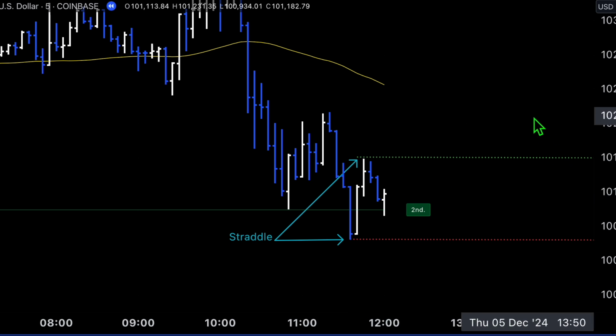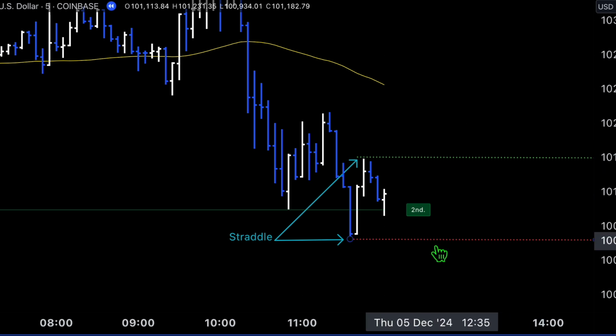So what you need to do is actually take a measurement and go, all right, if I'm going to short here, my stop's going to go there. How many points is that? How many dollars is that? And then you have to sit there and say, all right, it's X number of dollars, X number of points. Can my account afford to do that trade? If it's just too much, you must pass on the trade and go, you know what? It's out of my league today. I'm going to let it go. You must do that.